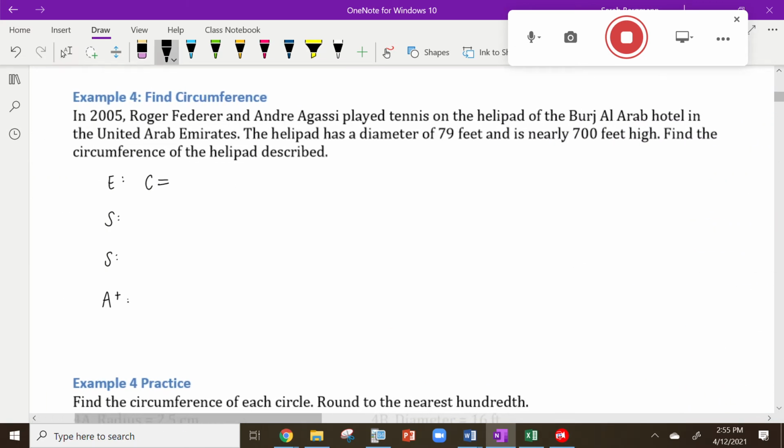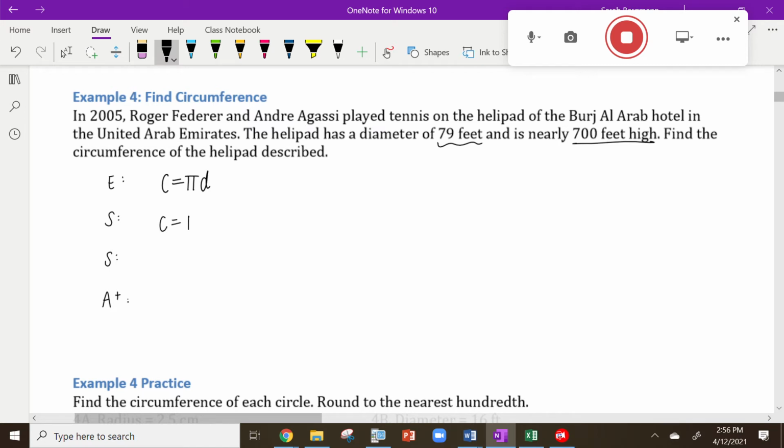We know that the equation for circumference, we can do 2 pi r, or we could do pi times diameter. They were giving us the diameter, so I'm going to choose this formula, pi times diameter. Now that means that 79 feet is the number that's helpful here. The height off the ground is extra fluff information. You need to know when there's extra information given that you can ignore it.